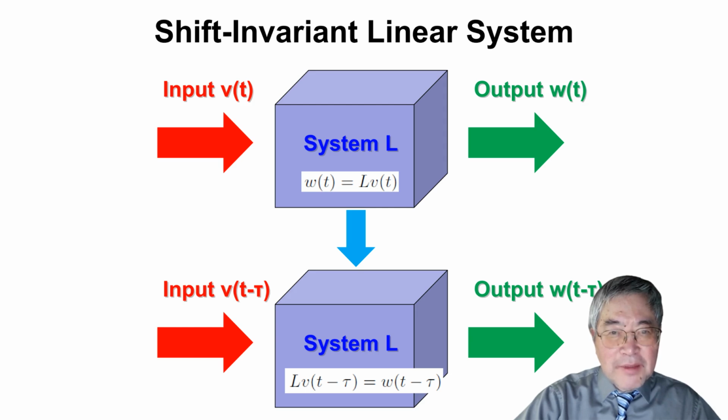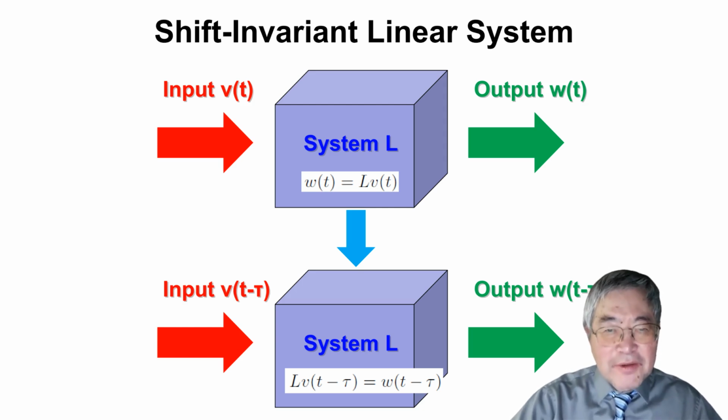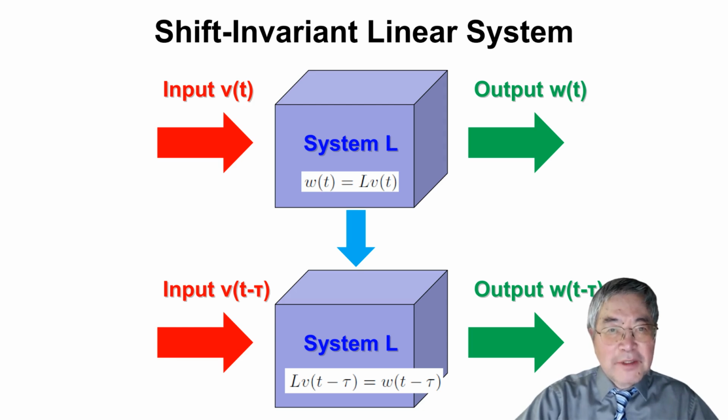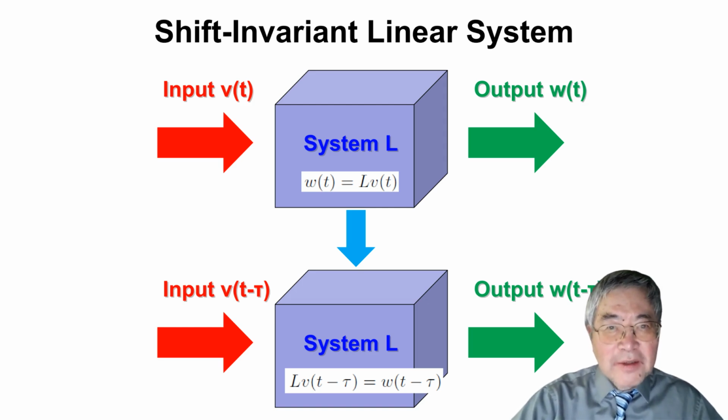Mathematically speaking, when the input signal is V of t, the system produces an output W of t. And when the input shifts to V of t minus tau, the output shifts in the same way, becoming W of t minus tau. This property supports the mathematical tools we'll use, like convolution and Fourier analysis, which are key to understanding how images are formed and processed in modern medical imaging.